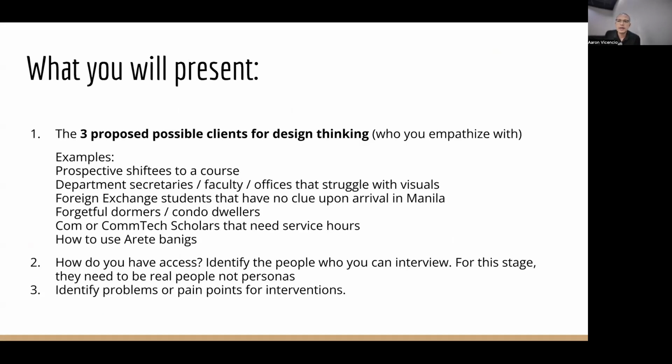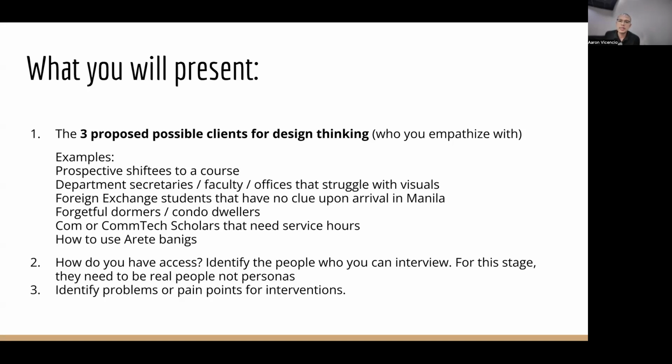So how does this go? Let's say you have three possible design clients. An example would be prospective shifties from management to Comtech. What's the difference? What am I supposed to do? How do we address that information gap with a design thinking challenge? How about departments, your own or other departments that you have come in contact with and that often struggle with visuals? Do they have bad visuals? Do they have images that need an intervention? Do they have manuals that are too distracting, and so forth?